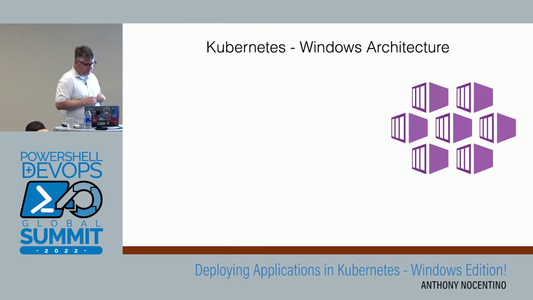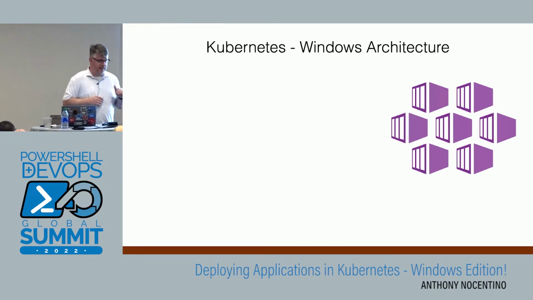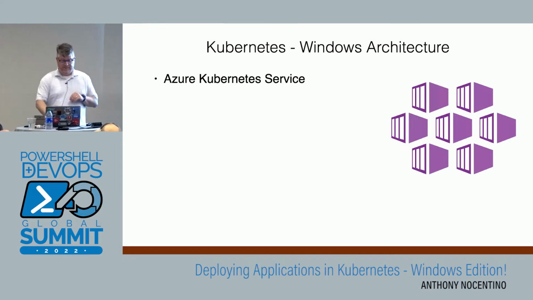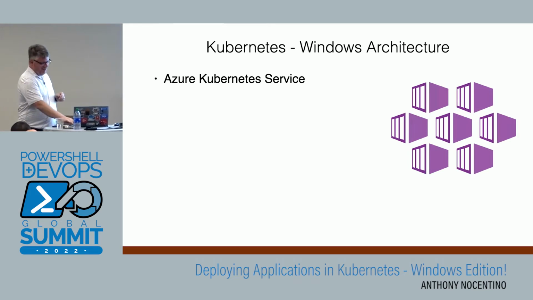Inside of AKS, you have the ability to deploy Windows nodes and Linux nodes. By default, if I just say, hey, give me an AKS cluster, you're going to get Linux nodes. There's a reason. Because, I know, it's too easy.